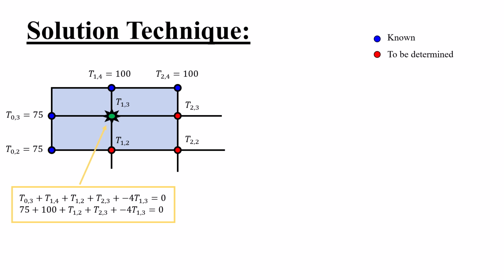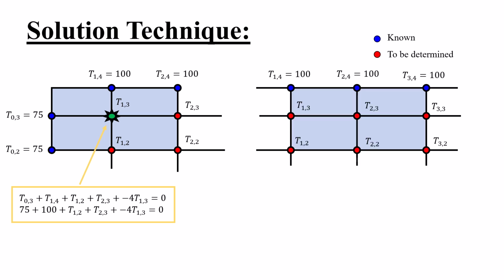Now if you look at this, we have some known values. For example, T03 is a boundary value, that is 75. T14 is another boundary value, that is 100, but T12, T23 and T13 are unknown. So this is where you can find a point in a grid.